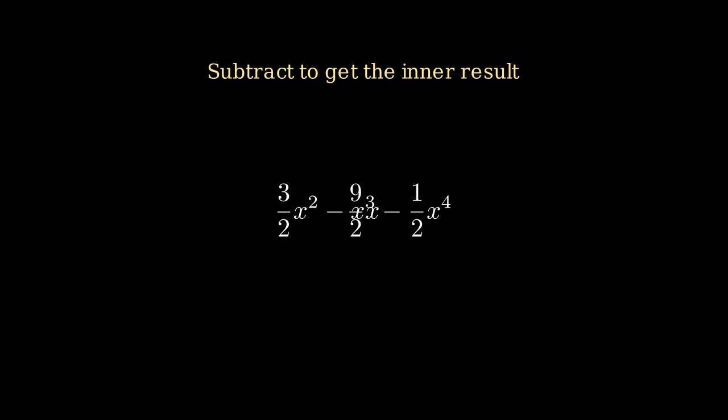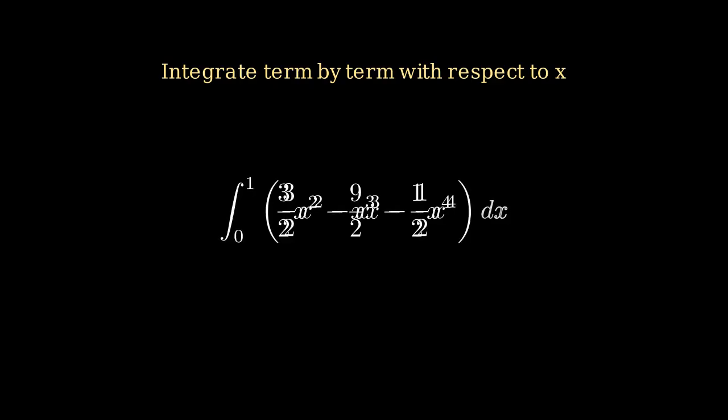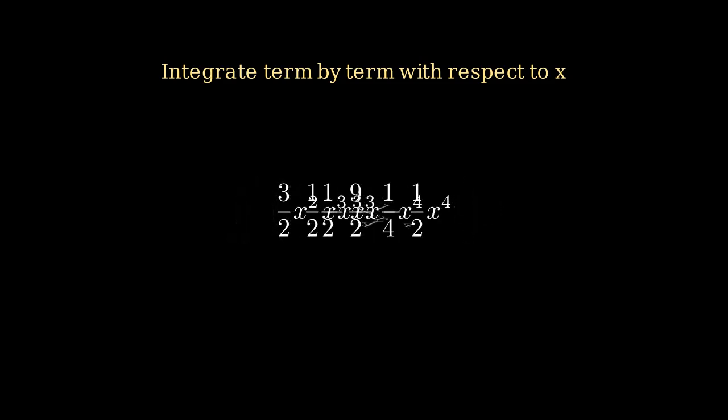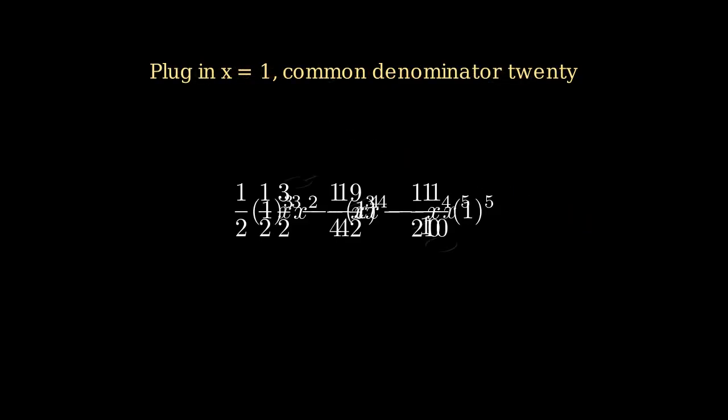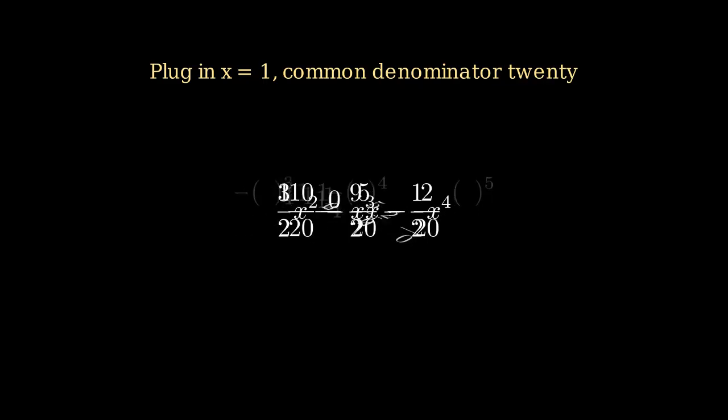Now we integrate this expression with respect to x from 0 to 1 term by term. The integral of 3 over 2 times x squared is 1/2 times x cubed. The integral of minus x cubed is minus 1/4 times x to the 4th, and the integral of minus 1/2 times x to the 4th is minus 1/10 times x to the 5th. Plugging in x equals 1 and subtracting the value at x equals 0, which is 0, we get 1/2 minus 1/4 minus 1/10. Using a common denominator of 20, that is 10/20 minus 5/20 minus 2/20, which leaves 3/20.